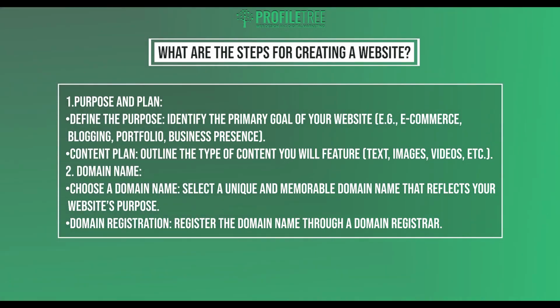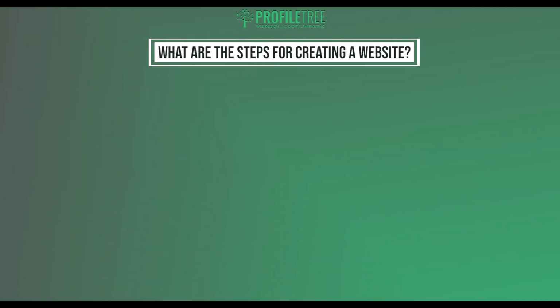And as well as defining the purpose, you need to have a content plan. So outline the type of content you'll feature, and that's text, images, videos, etc. What you also need to think about is the domain name. So choose a domain name. Make sure that you select a unique and memorable domain name that reflects your website's purpose. With the domain registration, register the domain name through a domain registrar. So that could be through GoDaddy or any of the platforms that you'll be creating your website on.